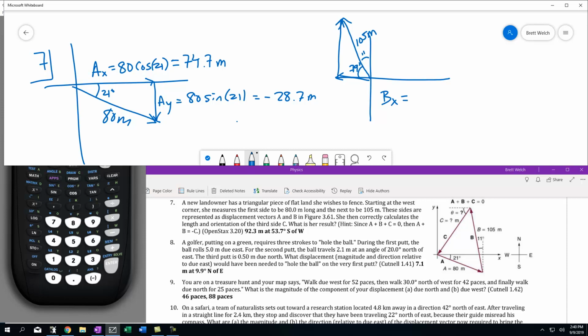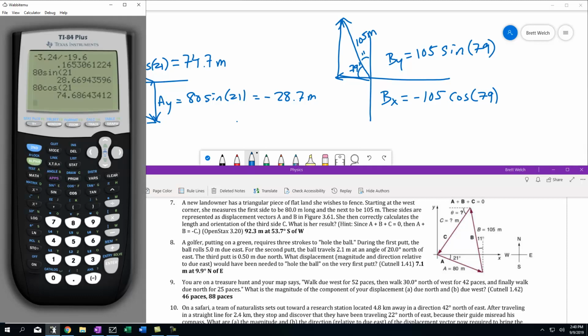So BX would be 105 times the cosine of 79. But that cosine of 79 is a backwards direction, so this should come out negative. I'm just going to slip a negative in there. And then BY is 105 times the sine of 79, making it the vertical. Because that is upward trending, it's going to come out positive. So I'll grab my calculator, 105 cosine 79. I'll keep that number handy, and 105 sine of 79.